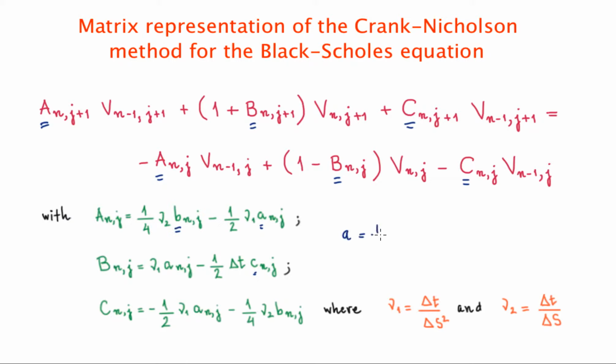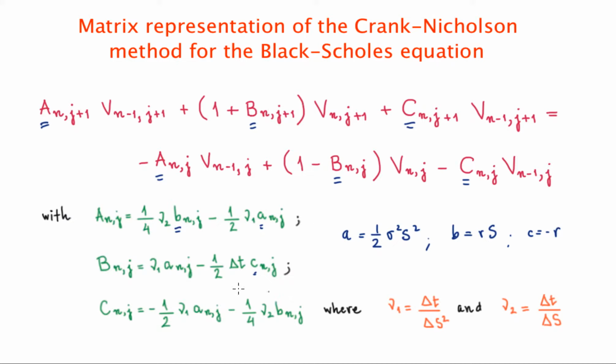Remember that a was 1 over 2 sigma squared s squared, b was r times s, and c is minus r. So these are the functions arising in the Black-Scholes equation, and these are the big capital A, B, C functions, which are these ones. Remember that they are slightly different from the ones that we defined in the fully implicit method, and they are just defined this way in order to make this finite difference representation look nicer, so it is easier to manipulate. But what we have to keep in mind is that these A, B, C functions are the ones that we have defined here.